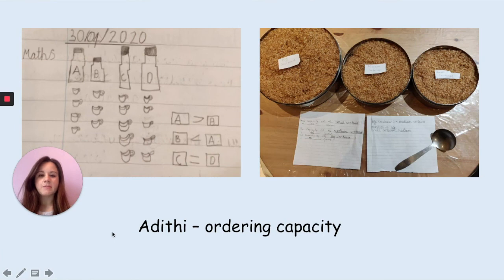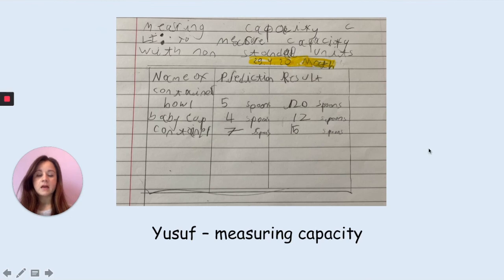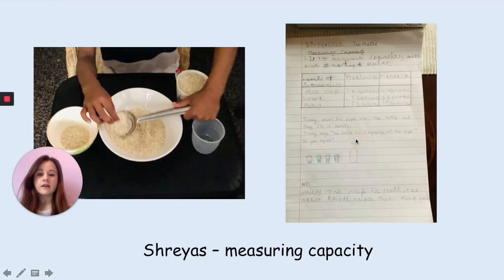Aditi has been doing some amazing practical work at home for ordering capacity. You can see all of her rice in her bowls that she has measured out with her spoon. Well done, Aditi. Yusuf and Matisse has also been doing the harder activities with the predictions. Well done, Yusuf. And Shreyas has sent in some lovely work from Picasso where he has been measuring capacity with rice and spoons and lots of different containers. Well done, Shreyas.